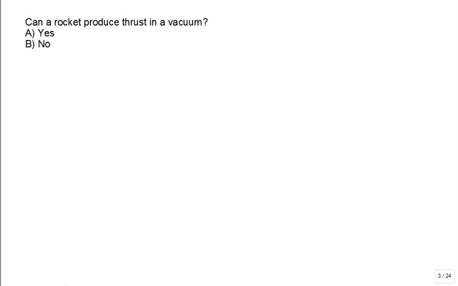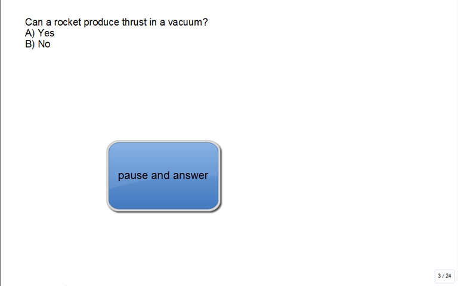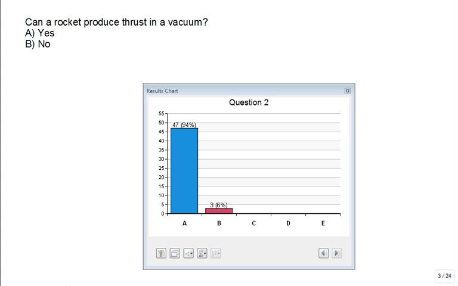Another clicker question to get us warmed up. And the question is, can a rocket produce thrust in a vacuum? Yes or no? Couple more seconds. We're in. I'm going to stop and show the results. Yes, you can produce thrust in a vacuum.